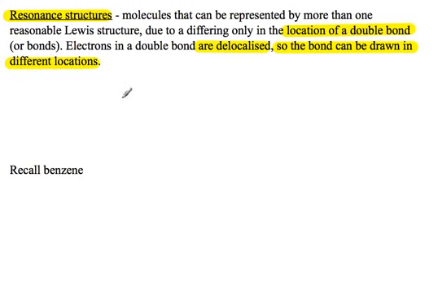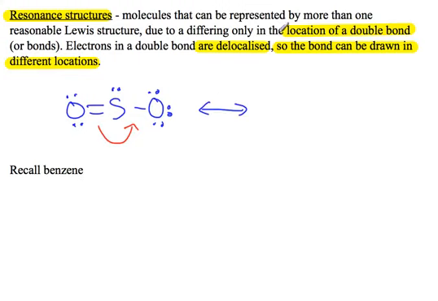So if we go back and quickly do our first Lewis structure, we put the double bond on the left-hand oxygen, so to speak. But it could have just as easily been between the sulfur and the other oxygen. And so that gives rise to what is known as a reasonable Lewis structure. And if it's reasonable, we have to show it. And so we do show it this way. And so that shows resonance.